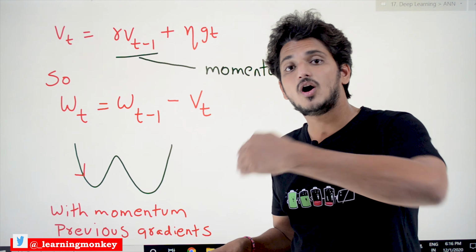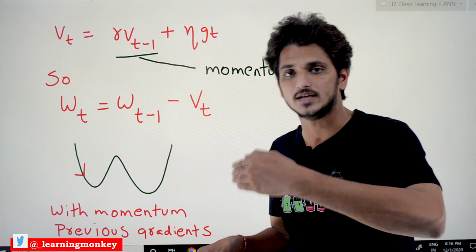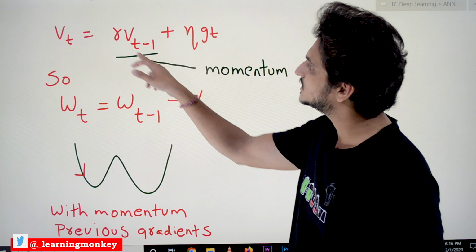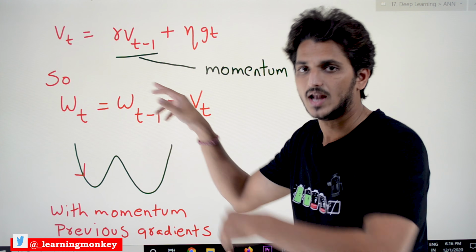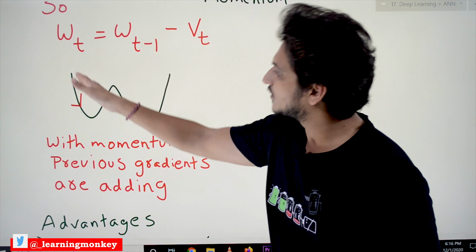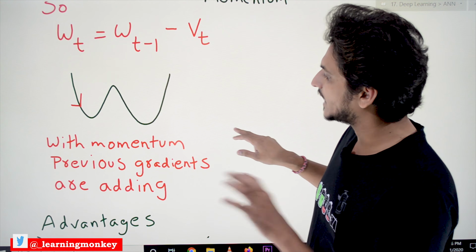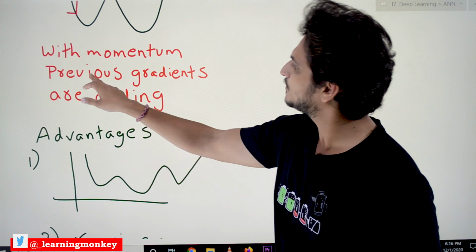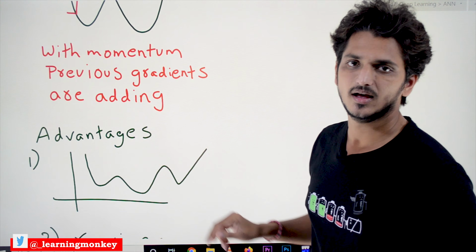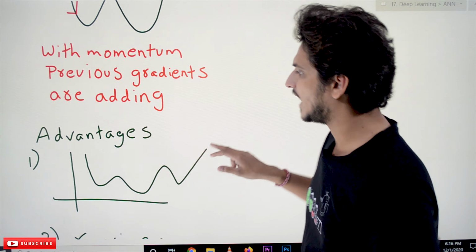We are taking long jumps towards the minimum point. That's why we are converging fast. We are taking long jumps because of these added previously calculated gradient average values. So we will converge fast. That is the advantage of stochastic gradient descent with momentum. With momentum, previous gradients are adding, meaning the exponential average of previous gradients is adding up.